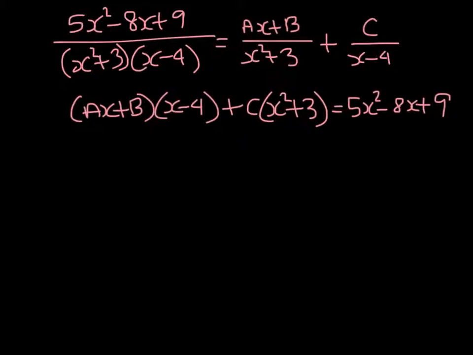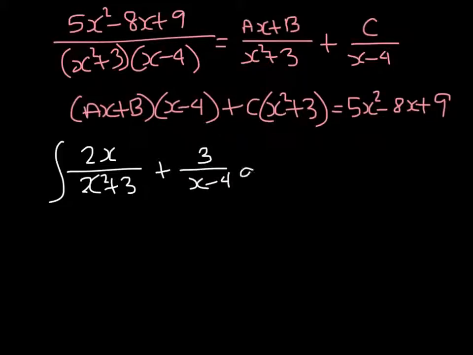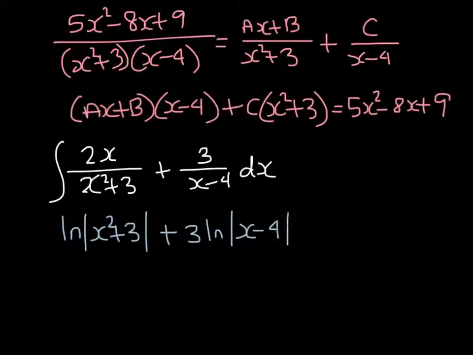So now at this point we can rewrite our integral as the integral of 2x over x squared plus 3 plus 3 over x minus 4 dx. Now for the first part, we're lucky we can just do a simple u substitution, and so that'll give us for our answer the ln of x squared plus 3 plus 3 times the ln of x minus 4 plus c.